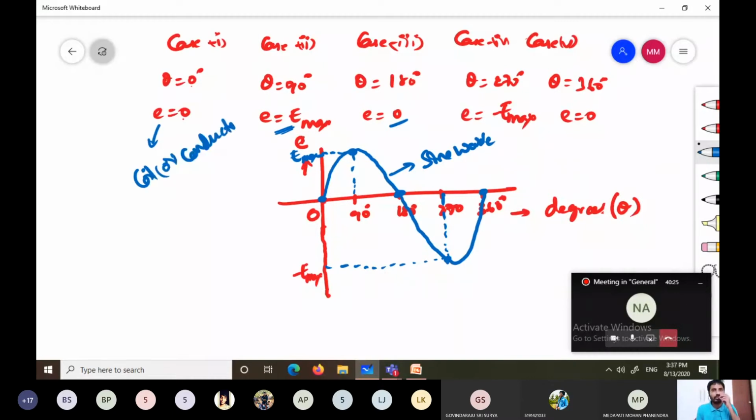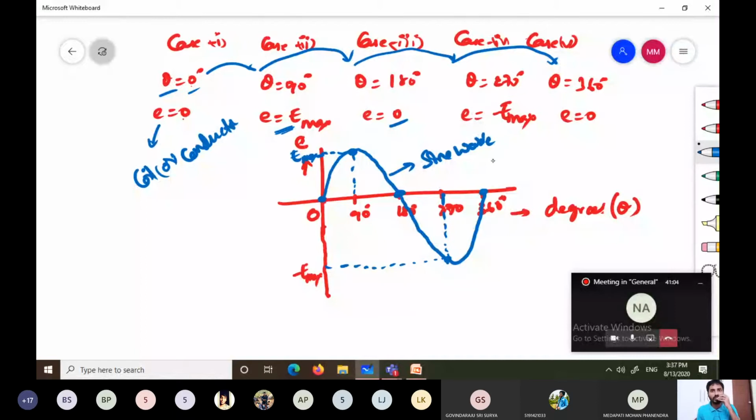Suppose the EMF is induced in an armature conductor; that will be sinusoidal in nature. That means we are taking a rotating conductor, and theta is the position of the rotation. We rotate the conductor and randomly take 90 degree instances. From those instances we mark the positions and take the magnitudes of E, and from that we represent the curve.